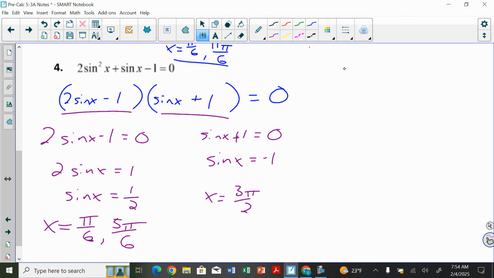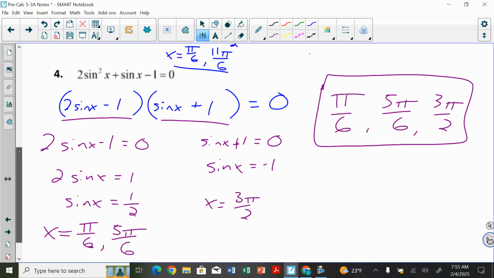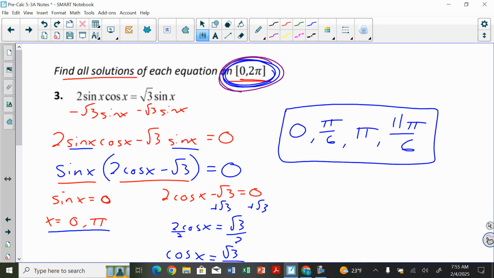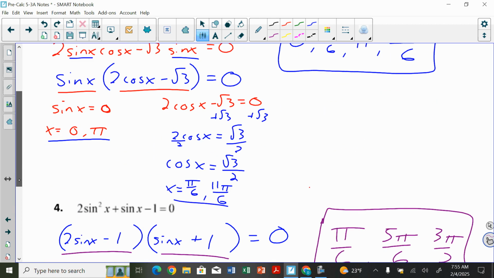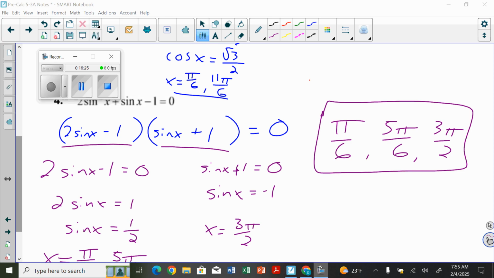So now I've got my 3 solutions. They would be pi over 6, 5 pi over 6, and 3 pi over 2. And remember, I don't have to have the plus 2n pi because it already tells me in the problem that I'm looking at this interval 0 to 2 pi. So I'm just looking at one full period, one full rotation in that circle, to get my answers there. Okay? That is it. Short and sweet.